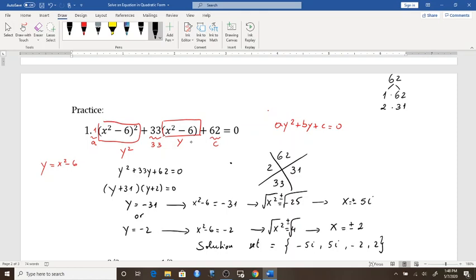Just to quickly summarize: quadratic form does not mean that you are dealing with a quadratic equation, but it's any other equation that can be written in terms of a quadratic equation. Once you solve the quadratic equation in terms of y, you come back to the original substitution, which is this one, and then you solve for x.